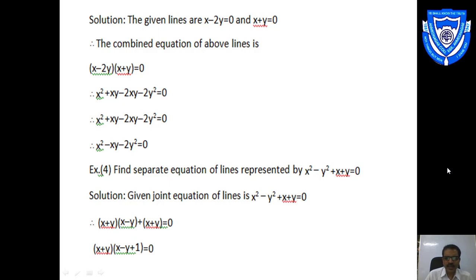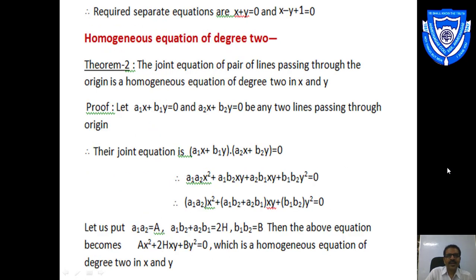Again here, the product of two factors is 0. So each factor can be equated to 0, and that's why the required separate equations of the lines are x plus y is equal to 0 and x minus y plus 1 is equal to 0. So in this way, from the joint equation you can obtain the separate equations, and from the separate equations you can obtain the joint equations.